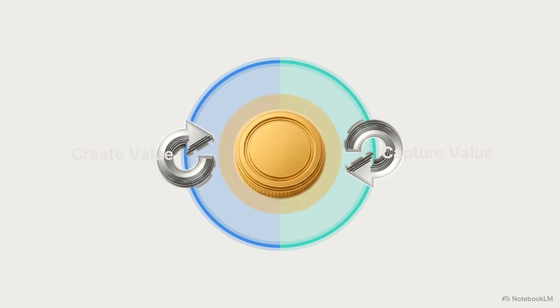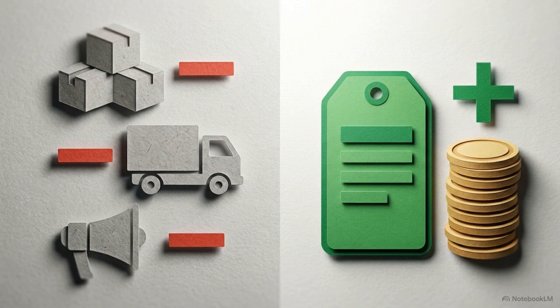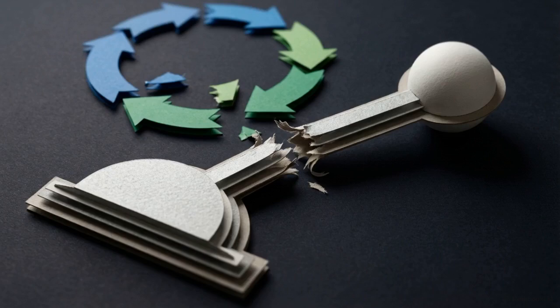to remain viable. This chart shows the components that make a market offering attractive. The base is supported by product features and service quality. At the top point sits value-based pricing, the exact mechanism to harvest the value built at the base. Pricing stands alone as the only element in the marketing process that generates revenue. If this lever is set incorrectly, the entire loop of value creation fails.